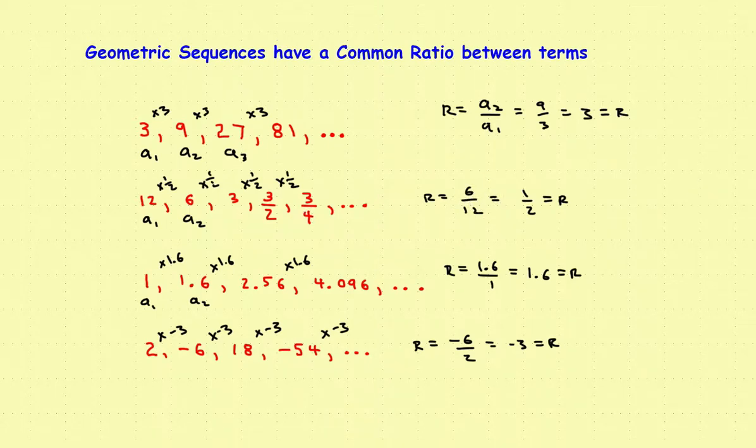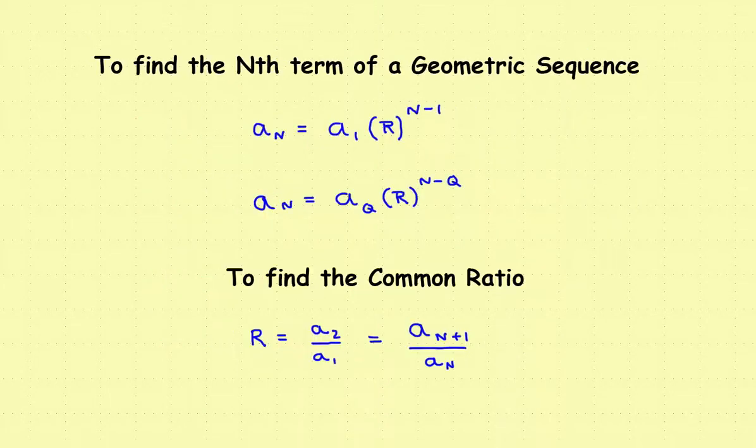Now let's take a quick look at the rules that will apply to this. Okay, so if we want to find the nth term of a geometric sequence, you've got a couple of options here. If you know the first term and the ratio, you can find the nth term. Or if you don't know the first term and you just know some term somewhere in the middle of the sequence, then you can use this variation to find the nth term. And then finally, the common ratio is always just either the second term divided by the first term or any 2 consecutive terms, the ratio of them. So with those rules, let's look at a couple of problems now.